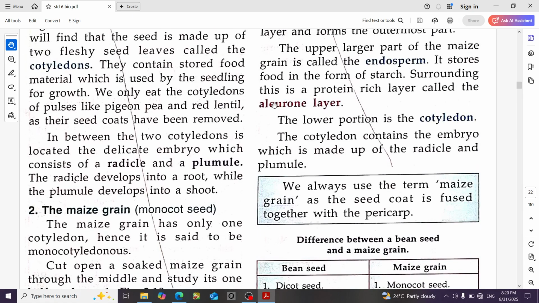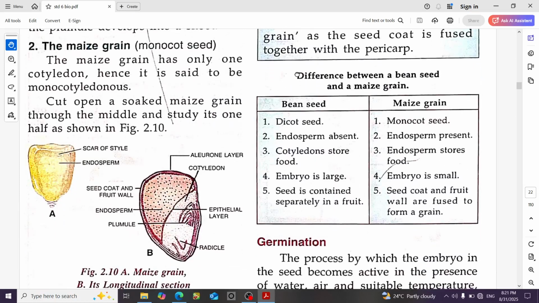You might have heard about this, monocot and dicot. In the earlier chapter, it was there. So in between the two cotyledons, there is a very delicate part, that is the radicle and plumule. The radicle develops into the future root and the plumule develops into the shoot.